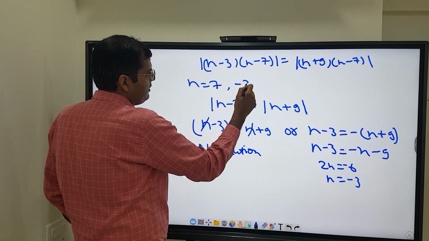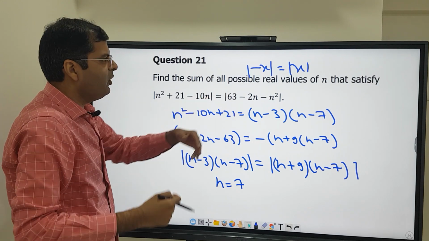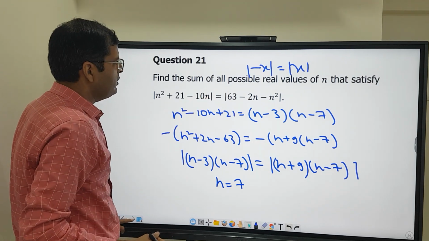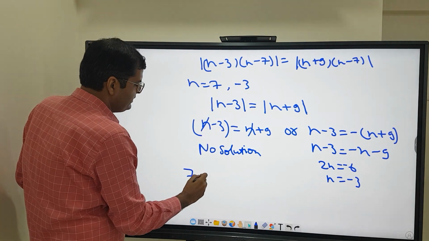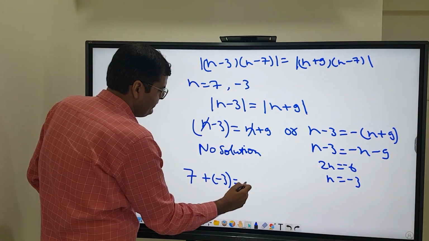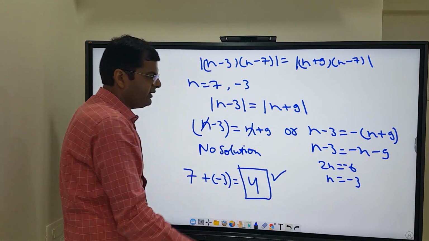So n can be 7 or minus 3. These are the two solutions we get. We have to find the sum of all those possible values. What are all the possible real values? They are 7 and minus 3. If you add them, 7 plus minus 3, the sum will be equal to 4. So 4 over here is the right answer.